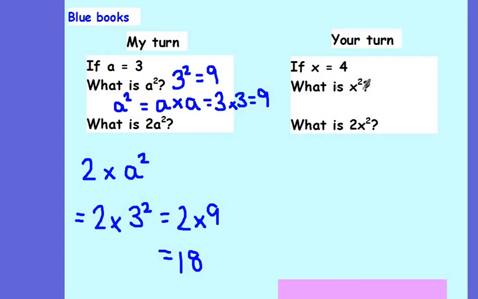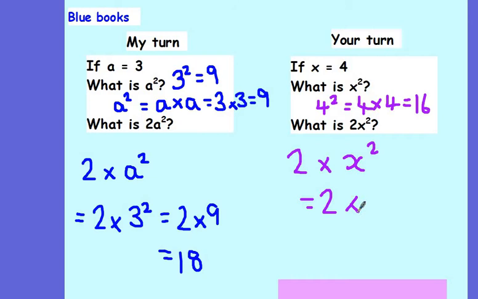Right, let's go through the answers. x squared, we just need to substitute in the number 4, which gives us 4 squared, which is 4 multiplied by 4, which is 16. For the second one, I've got 2 times x squared, which gives me 2 times 4 squared. We know 4 squared is 16, so I've got 2 times 16, which gives me 32.